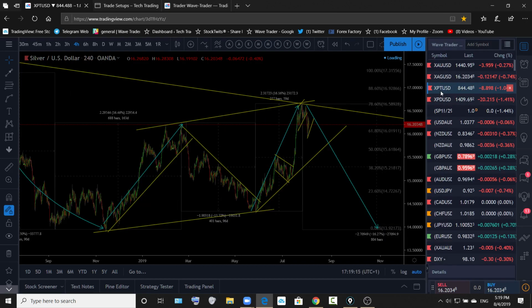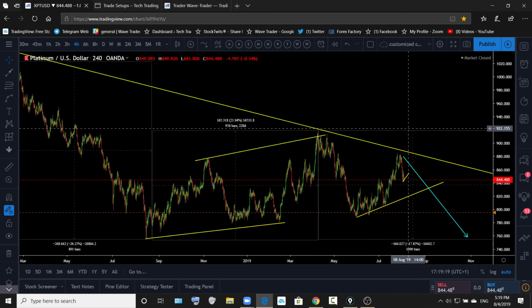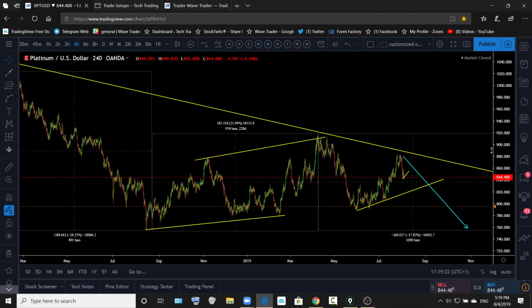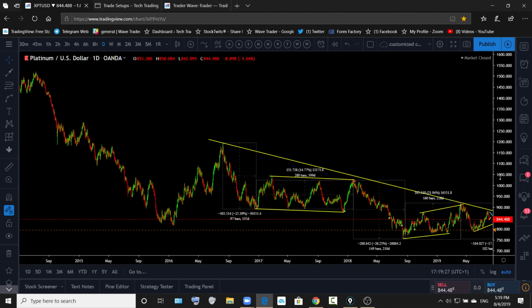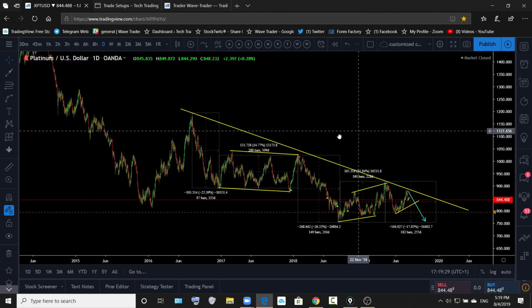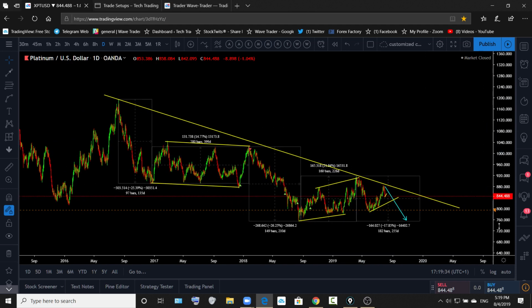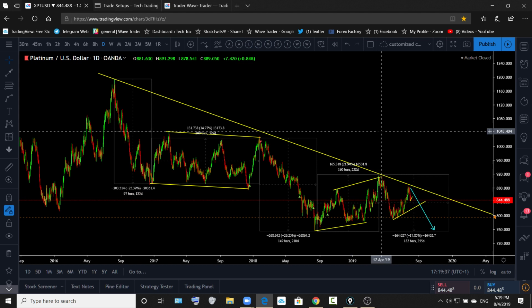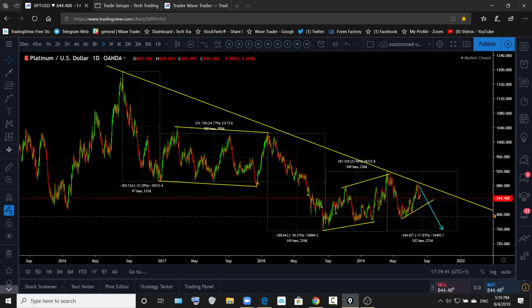All right, so there you got the platinum. Last week we were looking for platinum to go down, and it is going down. It started to go down. There is a possibility that platinum can form a new low this time. The longer term trade is bullish on it, with short term continuation to the downside.